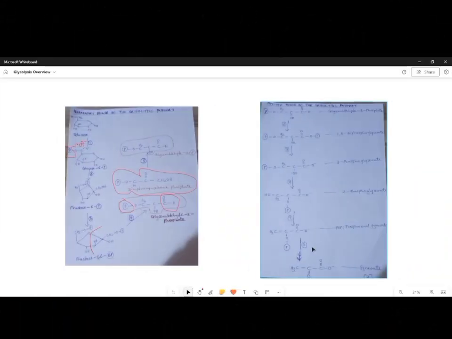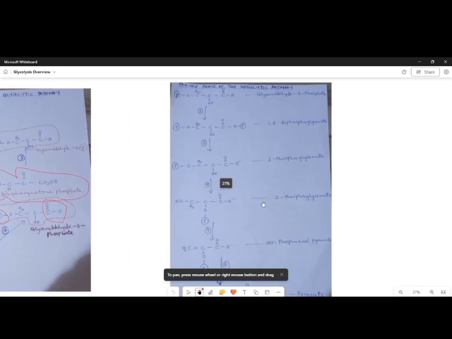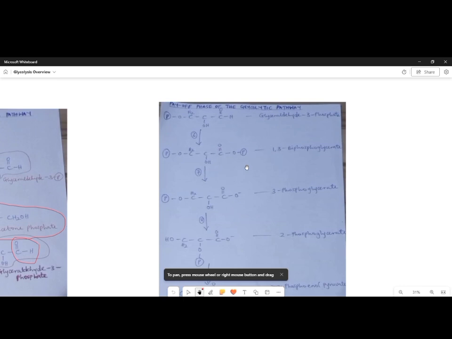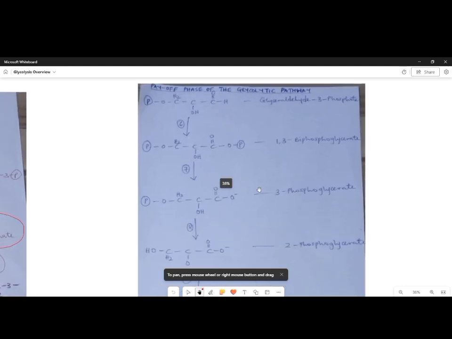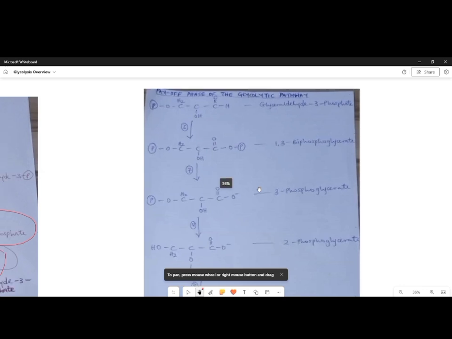Continuing with the glycolytic pathway, we're going to be looking at the payoff phase, which is the rest of the pathway from step 6 to step 10. So recall that at step 5, the additional 3-carbon fragment, dihydroxyacetone phosphate, was converted to glyceraldehyde 3-phosphate.